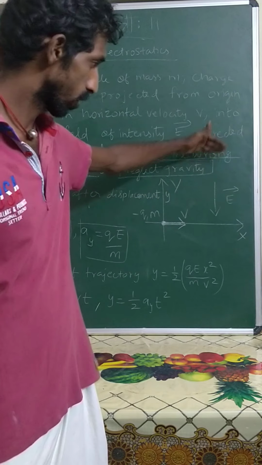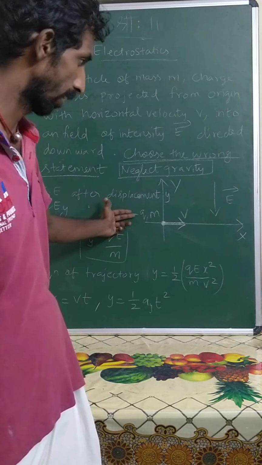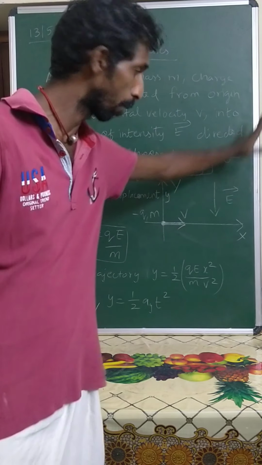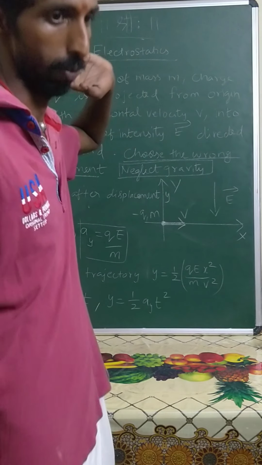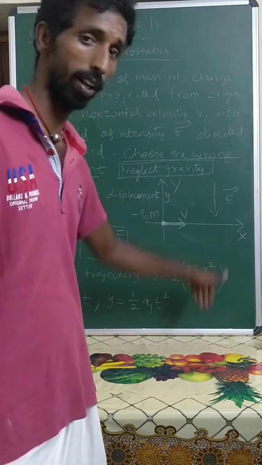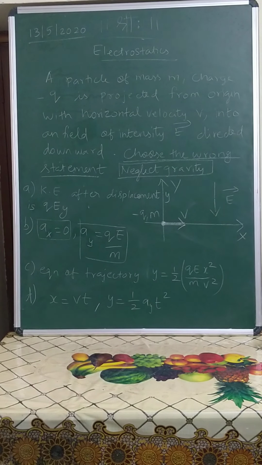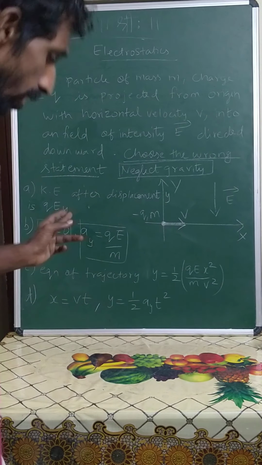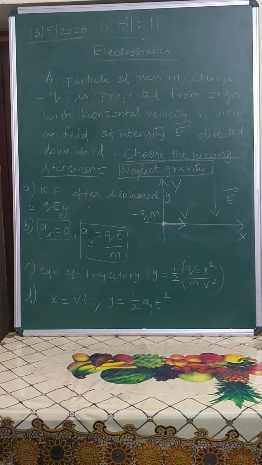The field always points from positive to negative. Since this is a negative charge, it gets deflected in the upward direction. So it is very clear that along the y axis the charge gets deflected because of the downward electric field. A negative charge is accelerated opposite to the direction of the electric field. Here they are asking for the wrong statements, not the correct ones.